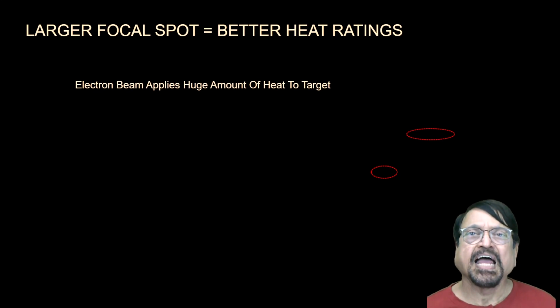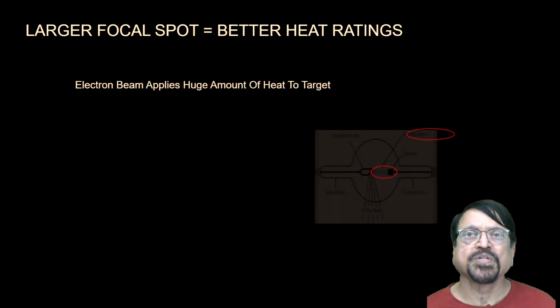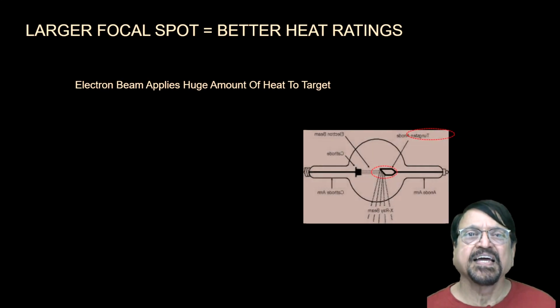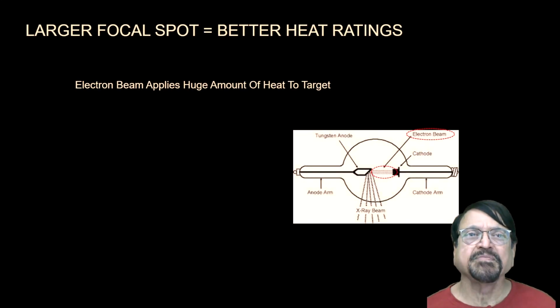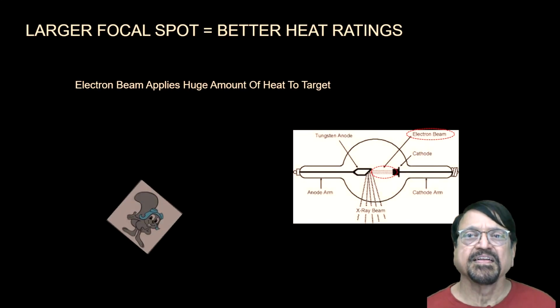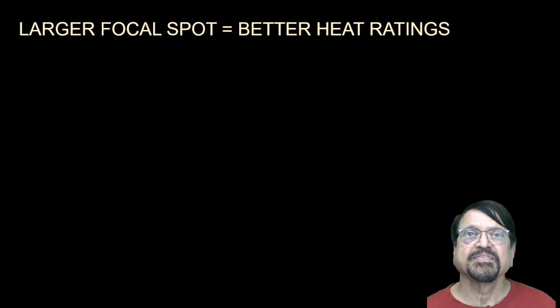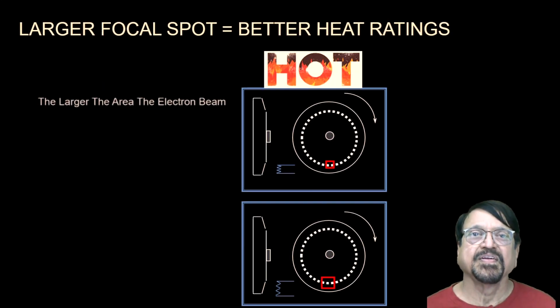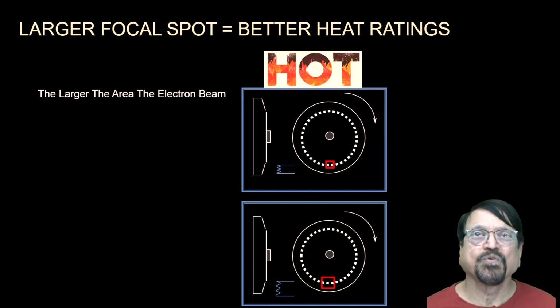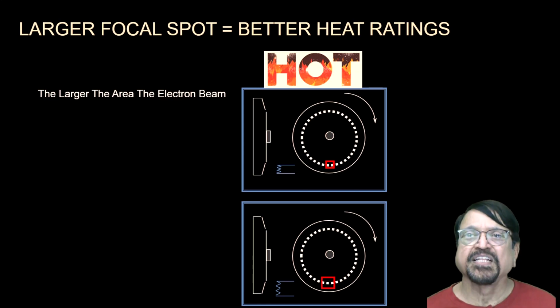The electron beam applies a huge amount of heat to the target. Here we are showing it in a diagram. Now, larger focal spot, better heat rating, that is obvious. If you want to go for quick succession of X-rays, if you want to go for long exposure, you have to go for a larger focus, but here sharpness is compromised.